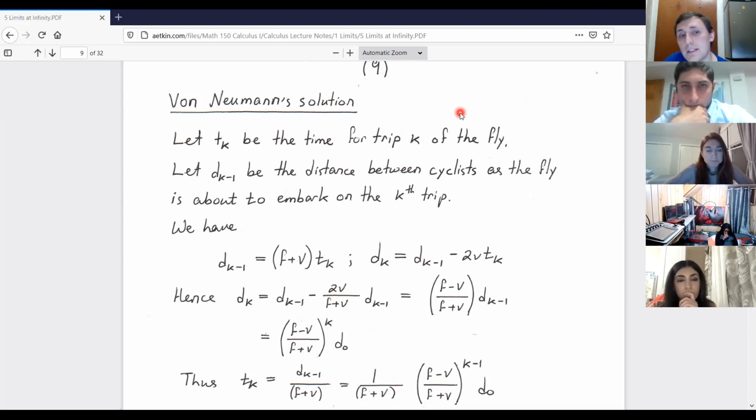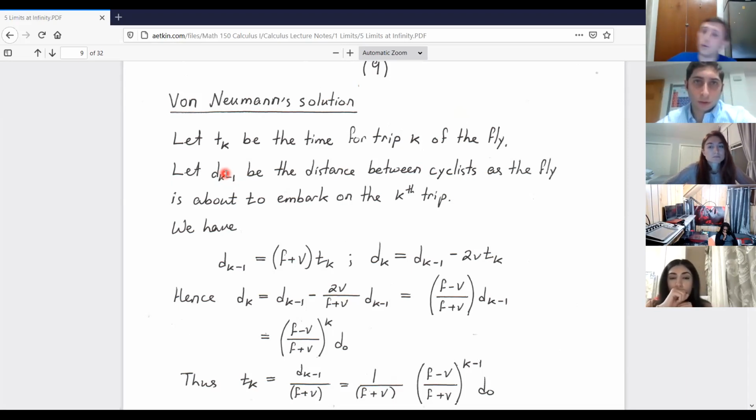There is also a distance, I call it d_{k-1}. Initially the distance is d_0. That's the distance before we press play and the motion begins, okay? And then once the fly landed on the nose of the other guy, it notes how much distance is between the cyclists. So d_{k-1} is the distance between the two cyclists after the (k-1)-th trip. You understand? So the fly landed on the nose, and now of course the two cyclists move together, so it sees how far it has to fly. It will fly less because the cyclists will come closer, but it sees what the distance is right now between the two cyclists.